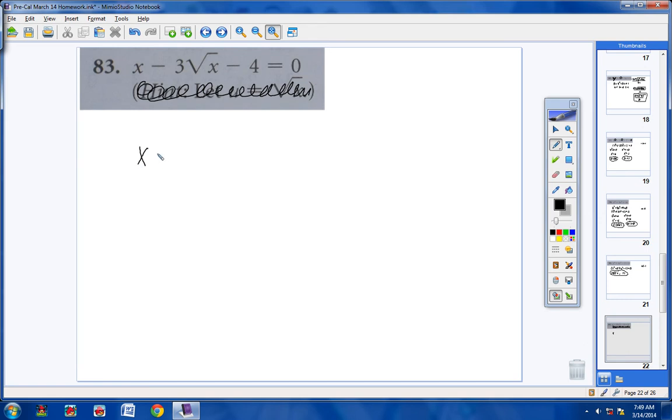I have x minus 3. Now I hope you've been taught this in the past. The square root of x, there's a 2 here, square root, and there's a 1 here. You can rewrite that as x to the 1/2 power. You really should have learned that in algebra 2. So we have -3, and the square root of x means x to the 1/2 power, minus 4. So I didn't change anything. I just rewrote the problem in a different form.